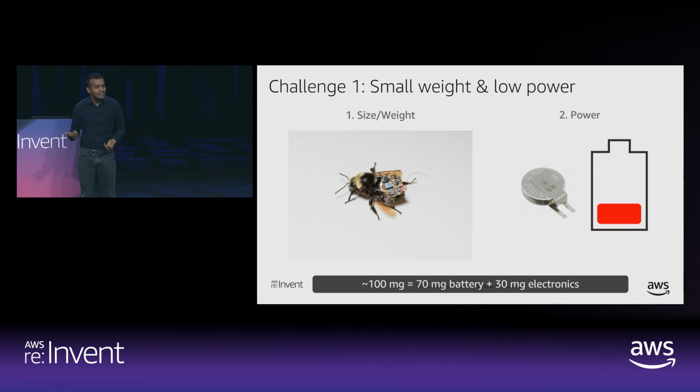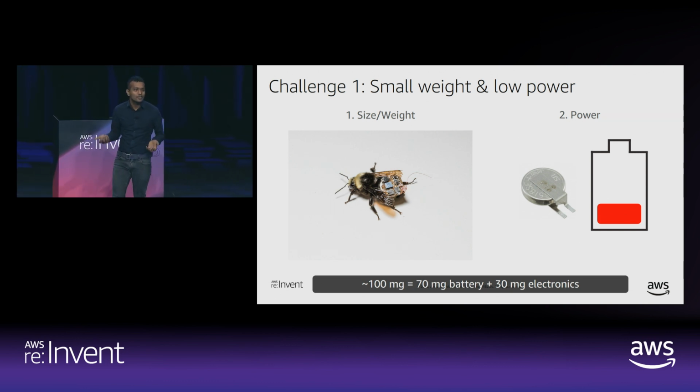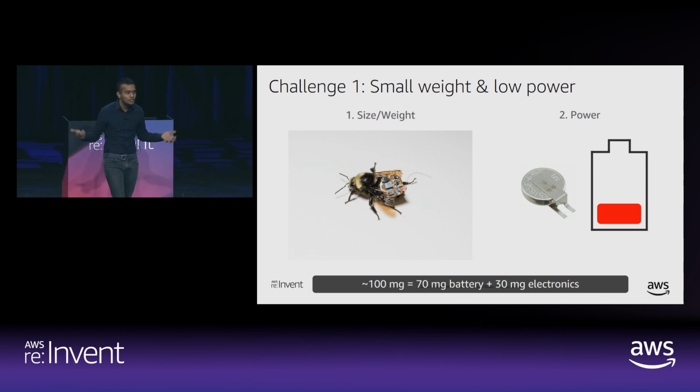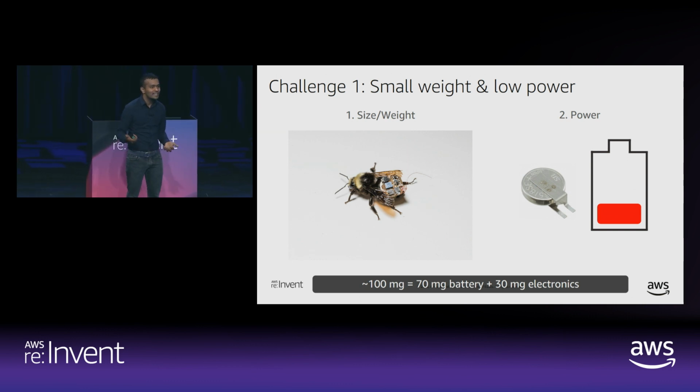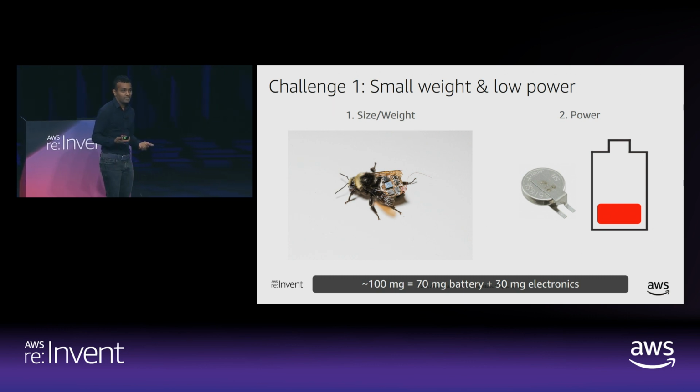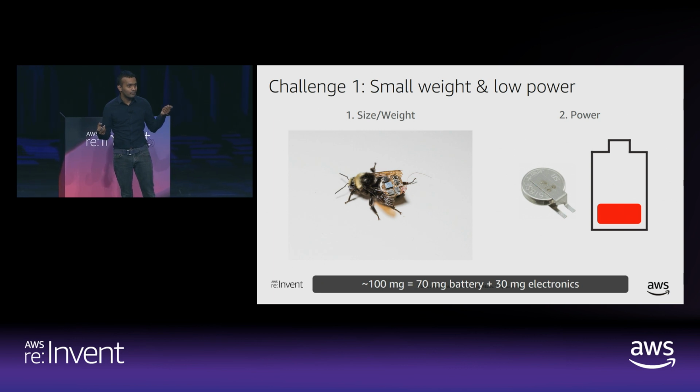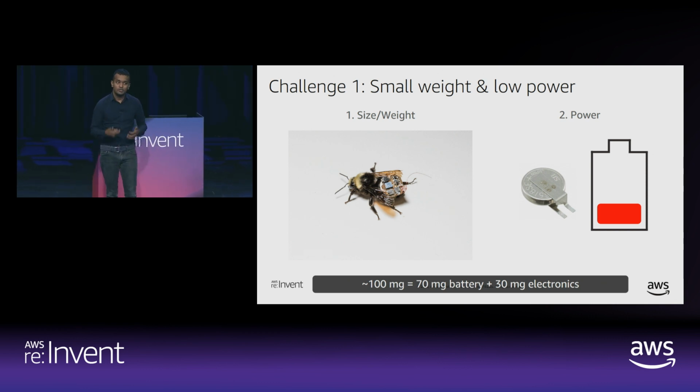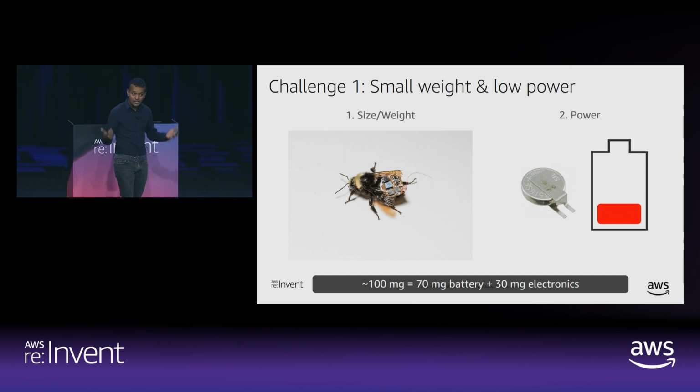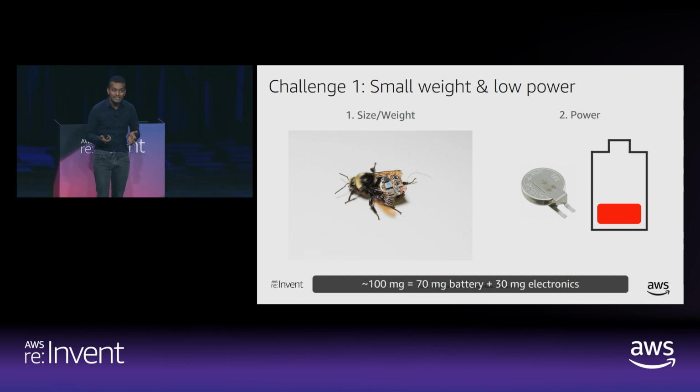So if you look at the lightest battery you can buy off the shelf, it weighs around 70 milligrams. So what that means is that all the smart electronics you want to design has to weigh less than 30 milligrams. And more importantly, because you have a very tiny battery, a 70 milligram battery, you need to be able to do all those sensing operations within the tiny amount of power you have. So the first challenge you need to solve is getting all the electronics and the smarts in a very tiny weight, as well as very low power.